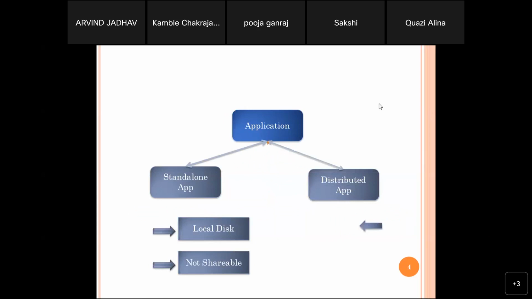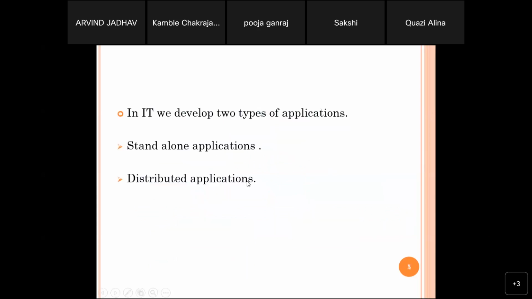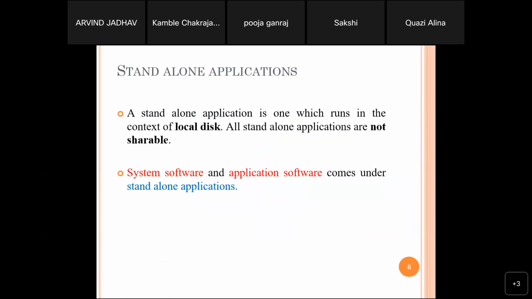Whatever I taught, these two types of application: standalone application and distributed application. These are available in two types. So what is a standalone application? I already discussed that. A standalone application is one which runs in the context of the local disk. Standalone applications are not shareable, and their result is not shareable. System software and application software come under the category of standalone application.